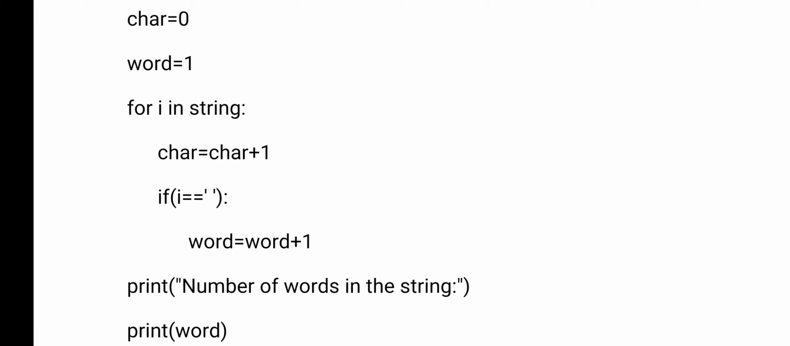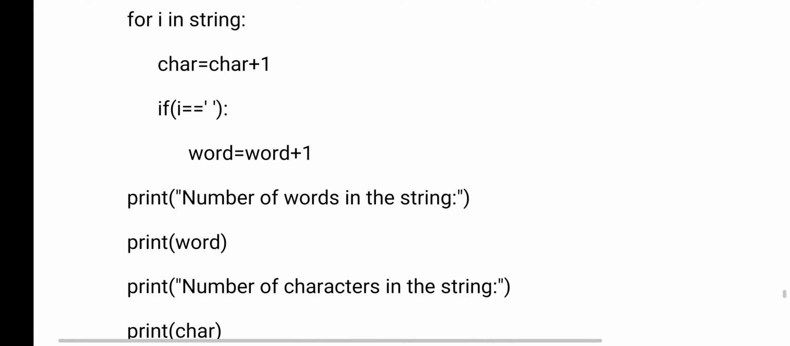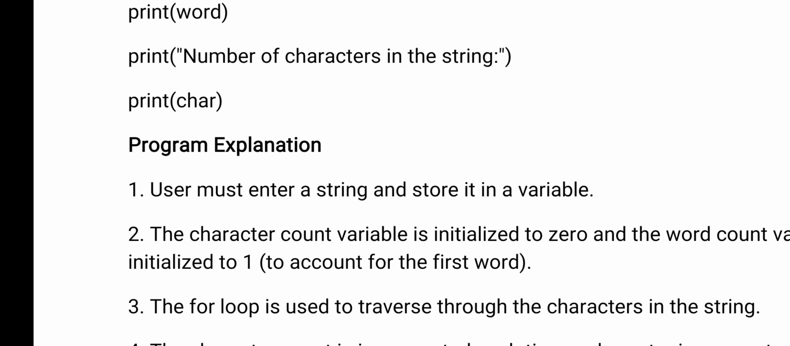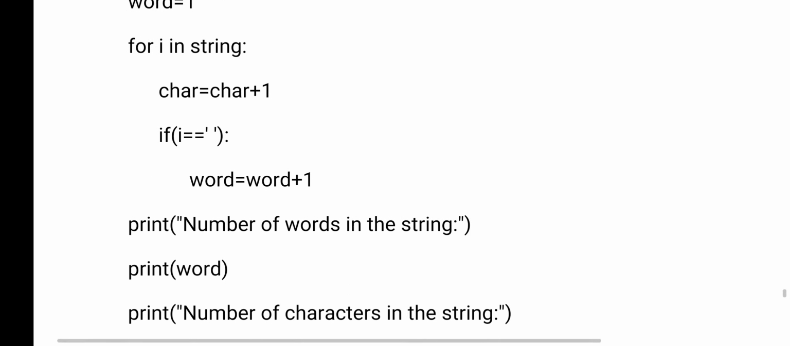If i equals white space, then it means one word is over, and the next word, the second word, starts, right? So that word number is added to the words. In this way, you can display the number of words and the number of characters in a string.